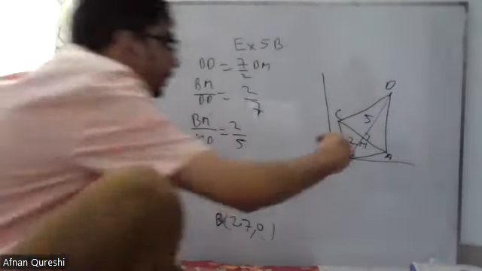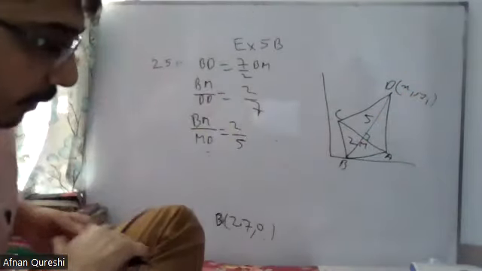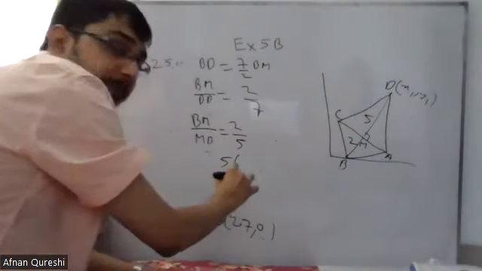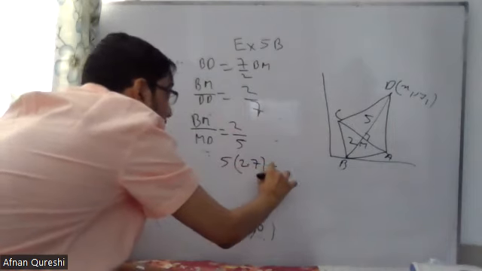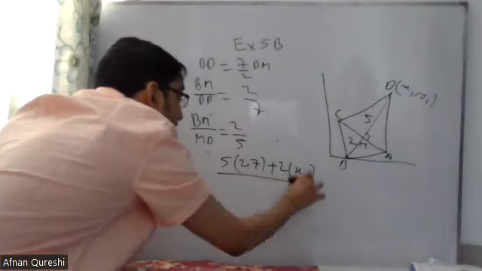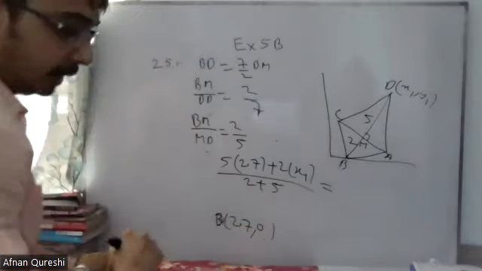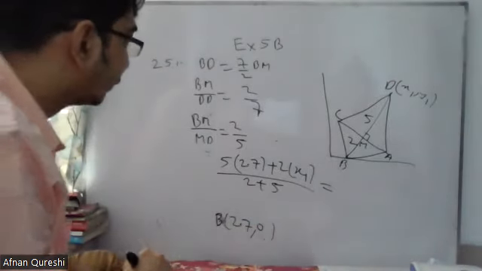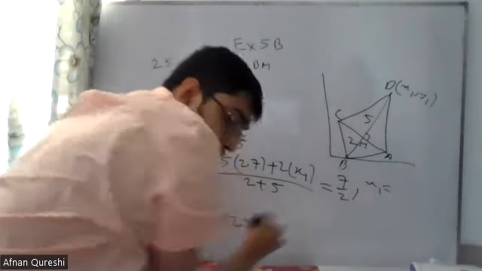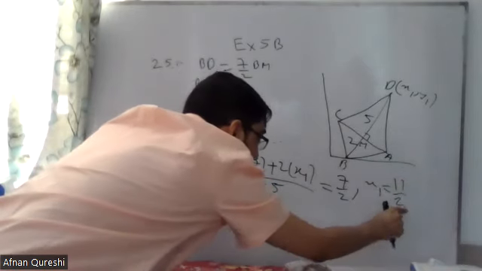So we know the coordinates of M. Let's say I take the coordinates of D as x1, y1. So basically, 5 into the x coordinate of B, that is 2.7, plus 2 into the x coordinate of D, which I'm taking as x1, divided by 2 plus 5, is equal to the x coordinate of M, which is 7 by 2. From here, I get x1 is equal to 11 by 2.